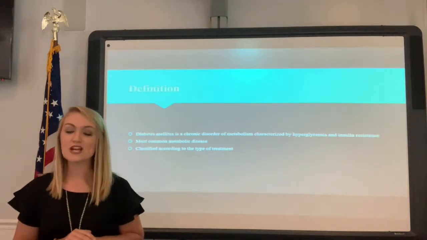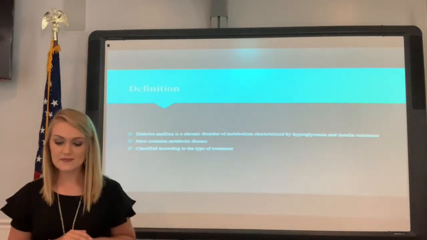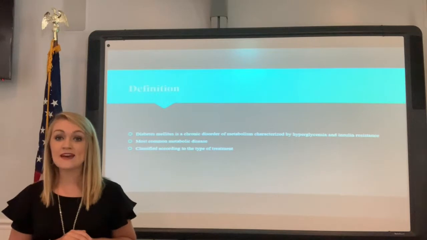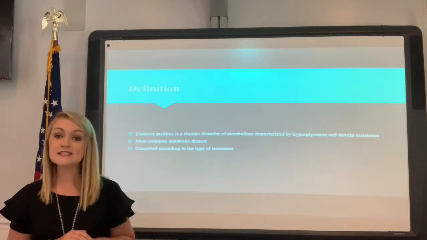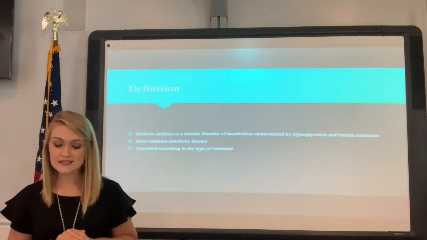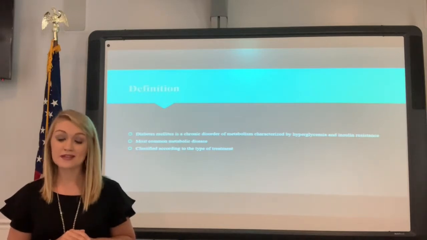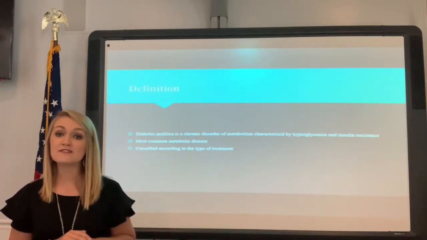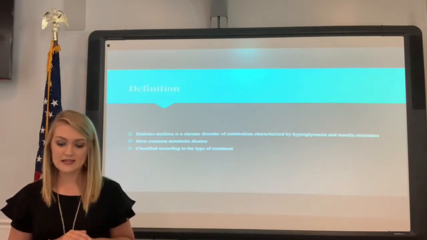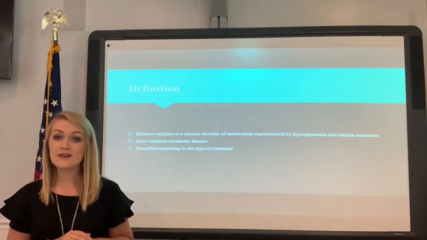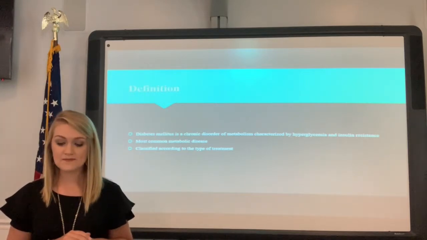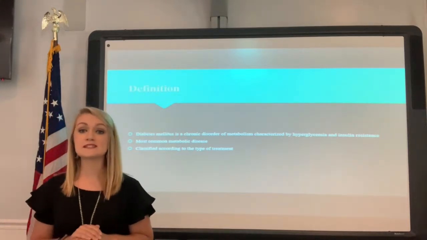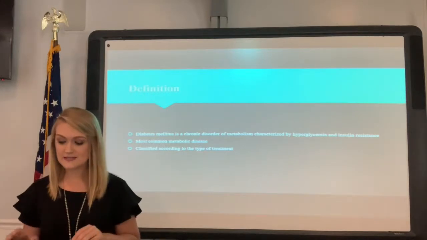Diabetes mellitus is a chronic disorder of the metabolism characterized by hyperglycemia and insulin resistance. It is the most common metabolic disease, resulting in metabolic adjustments and physiologic change in almost all areas of the body. Approximately 215,000 children under the age of 20 are living with diabetes. Diabetes is classified according to the type of treatment needed. In this lecture today, we're going to discuss type 1 and type 2 diabetes.